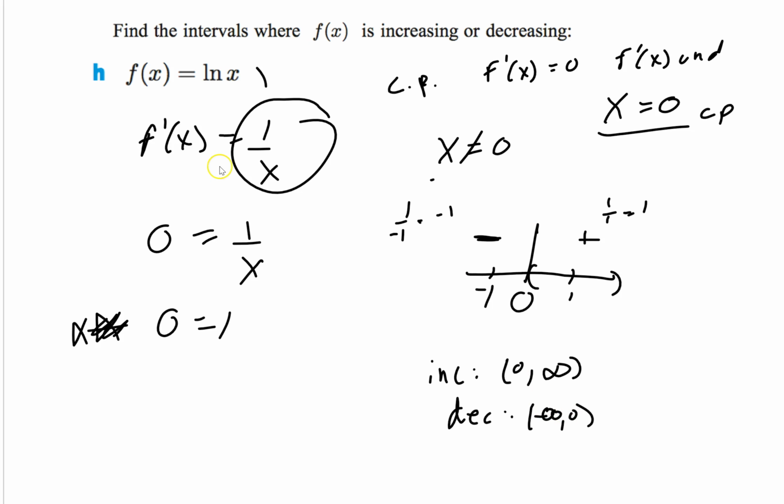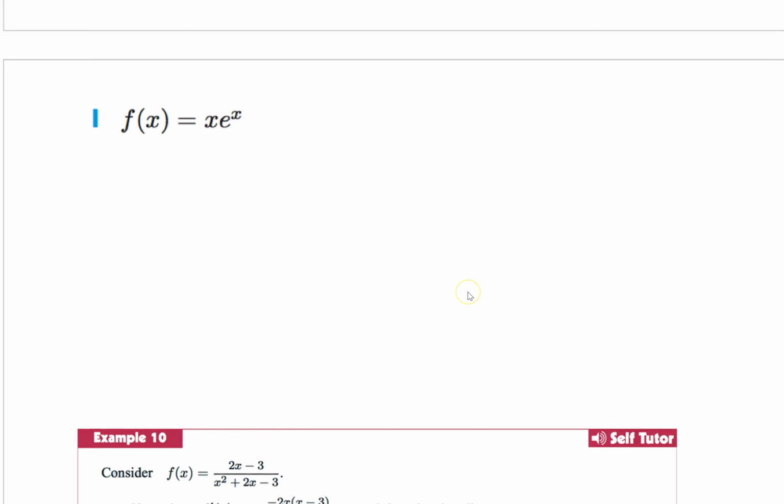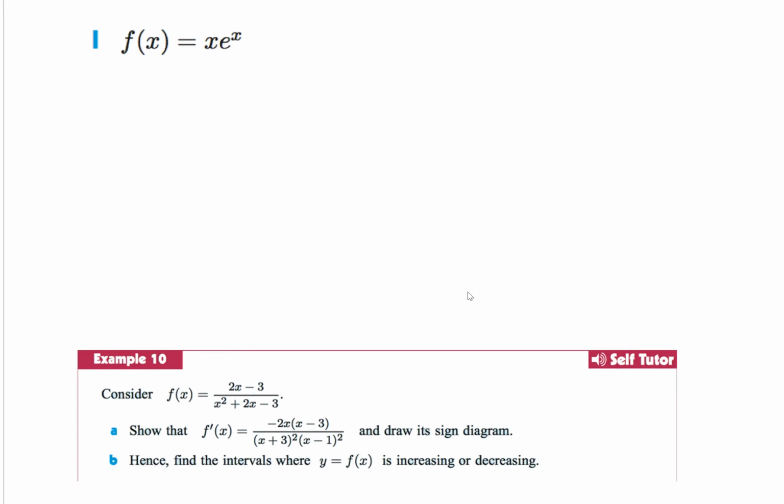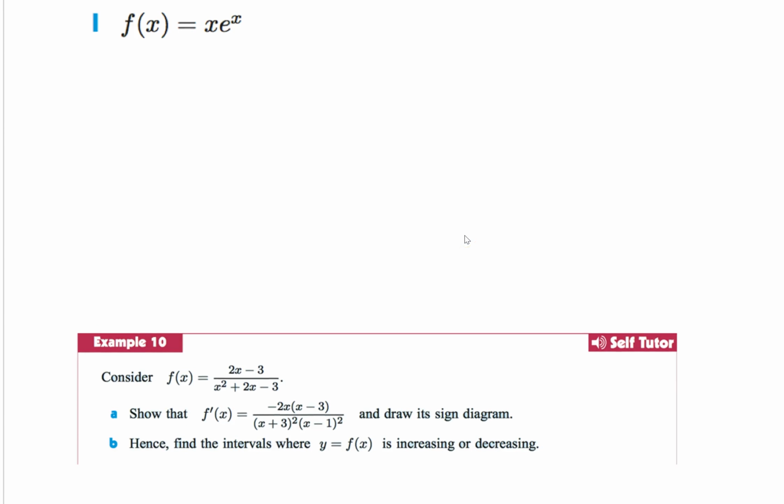Take the derivative, set equal to 0, and find zeros and undefined points. This actually didn't have a 0, but it did have undefined at 0. So then from there, just pick test points, plug them in, and see if it's positive or negative. We're almost done.